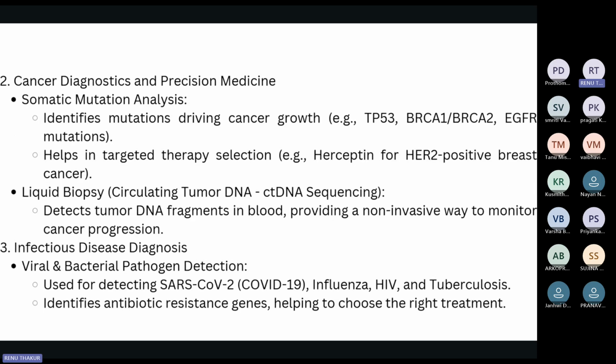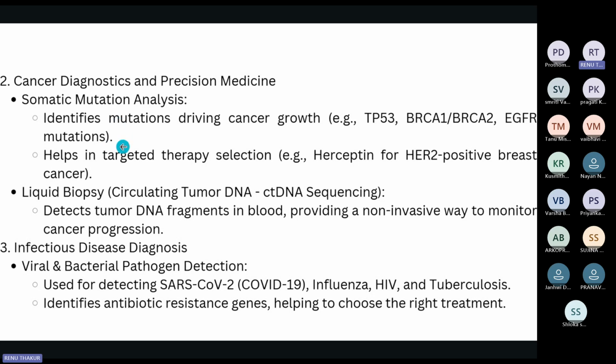Next, we have cancer diagnostics and precision medicine. Somatic mutation analysis identifies mutations which drive cancer growth, like mutations in the TP53 gene, mutations in the BRCA1 or BRCA2 genes, which are responsible for breast cancer. Next, we have EGFR gene mutations. Okay, all these can be detected. It helps in targeted therapy selection.